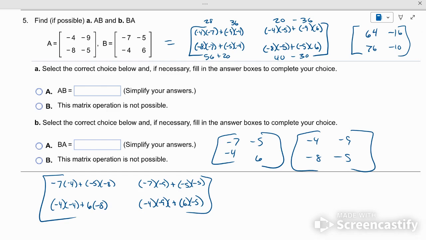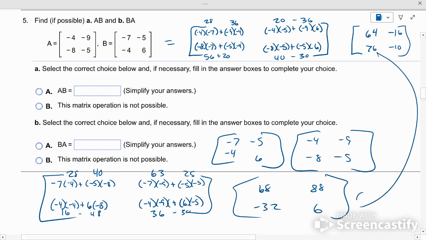Okay. So this is 28 plus 40, which is 68. 63 plus 25, which is 88. 16 minus 48, which is -32. And 36 minus 30, which is 6. They obviously do not match even close. Okay, so A times B is totally different than B times A. All right?